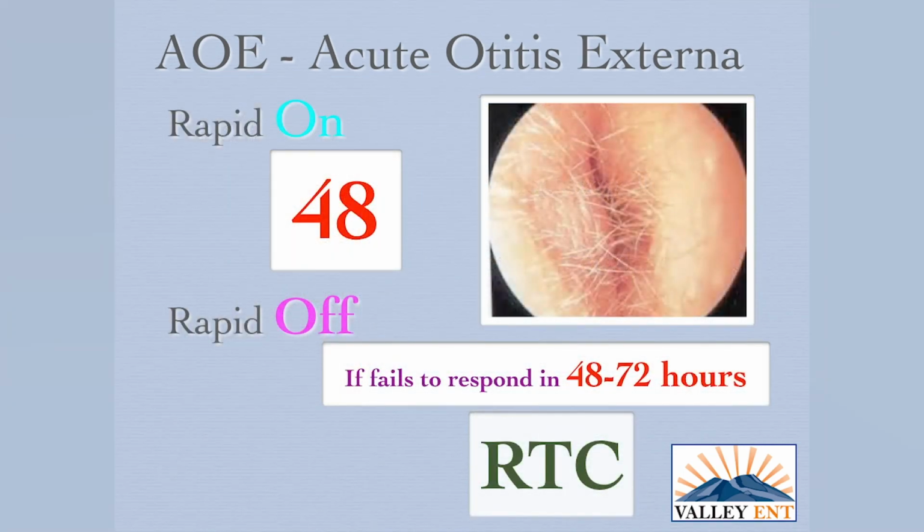So this is a rapid on, rapid off. If they're not responding to medication, one, is it getting in? But if it's getting in and they're not responding, they need to be reassessed. And those three subtypes, the poorly controlled diabetic, the external beam radiation, and the immunocompromised person, really could be at risk for malignant otitis externa, and that is a trip to the emergency room.